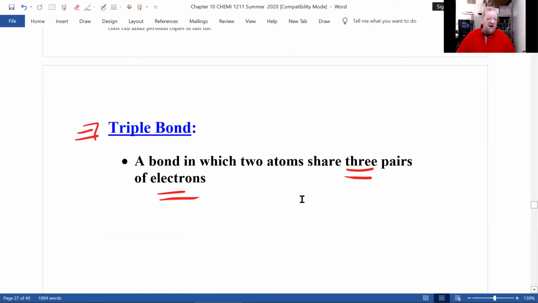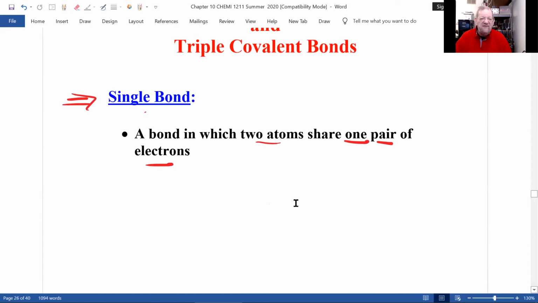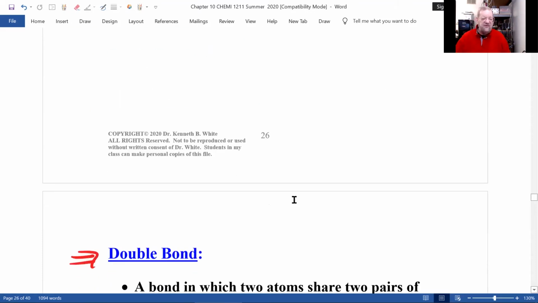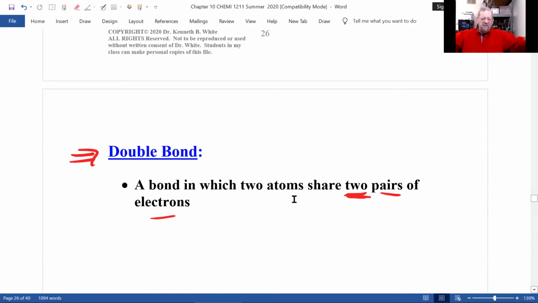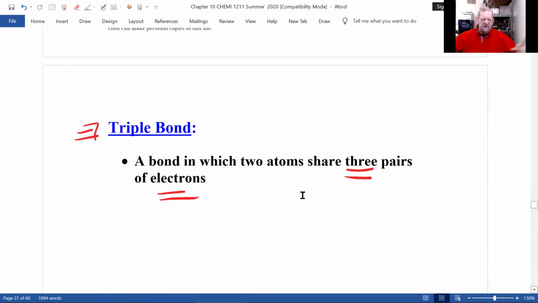So let's go through everybody. Class participation. What's the first type of covalent bond? Single bond. What's the second type? Double bond. And what's the third type? Triple bond.